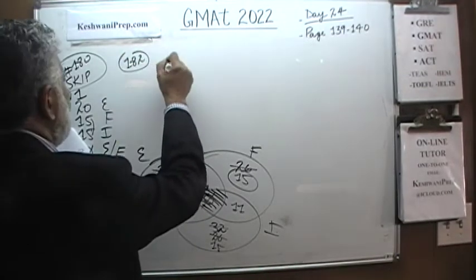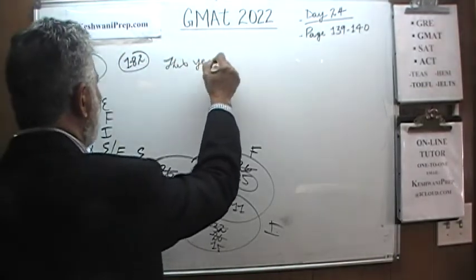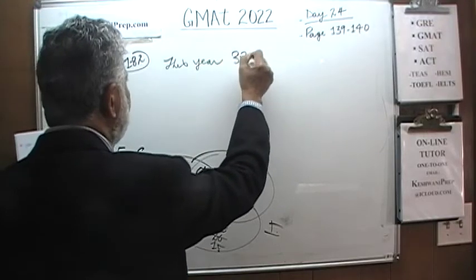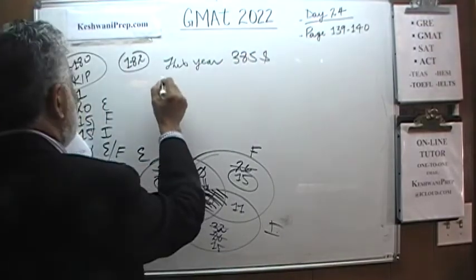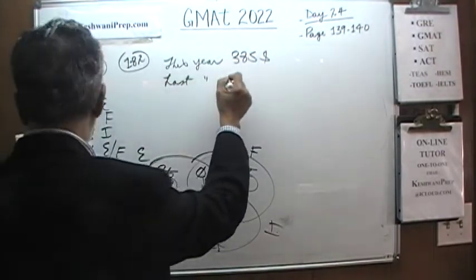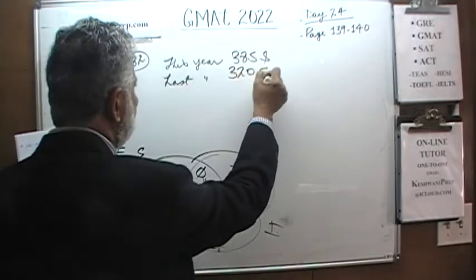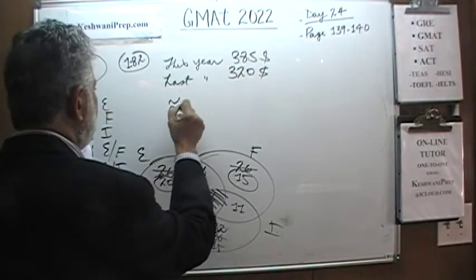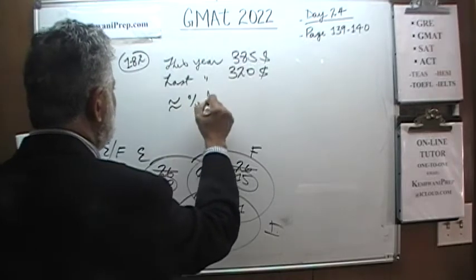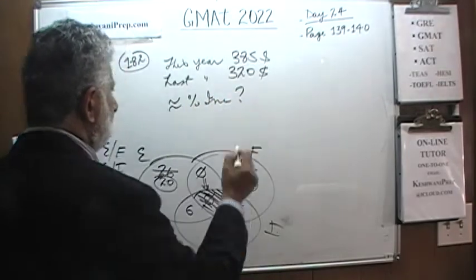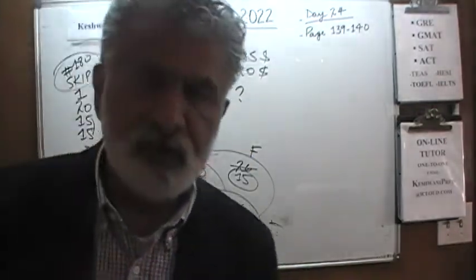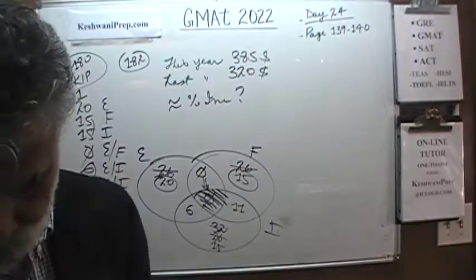In 182, we are told that this year our profit was $385. Last year, we were told our profit was $320. The question simply is, approximately what percentage did our profit go up? Well, let's find out, shall we?